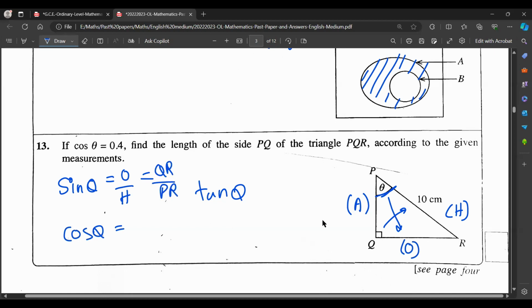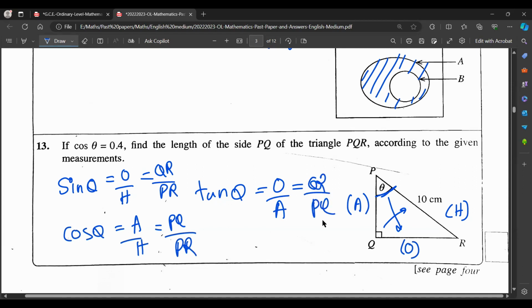Remember this. Cos should be adjacent over hypotenuse. Here the adjacent is PQ, so PQ should be divided by PR again. And tan should be opposite over adjacent. The opposite side is QR, divided by PQ.